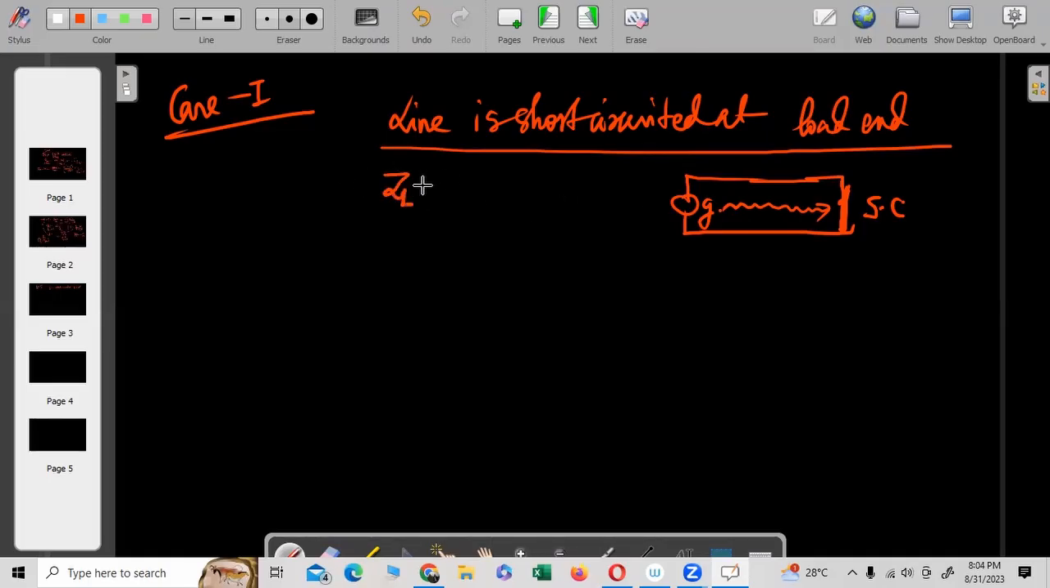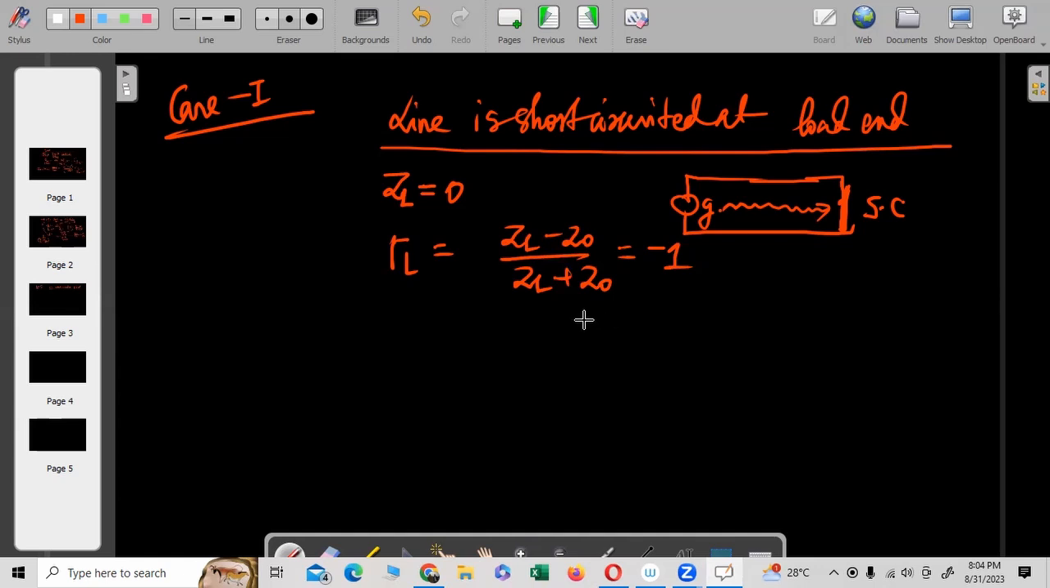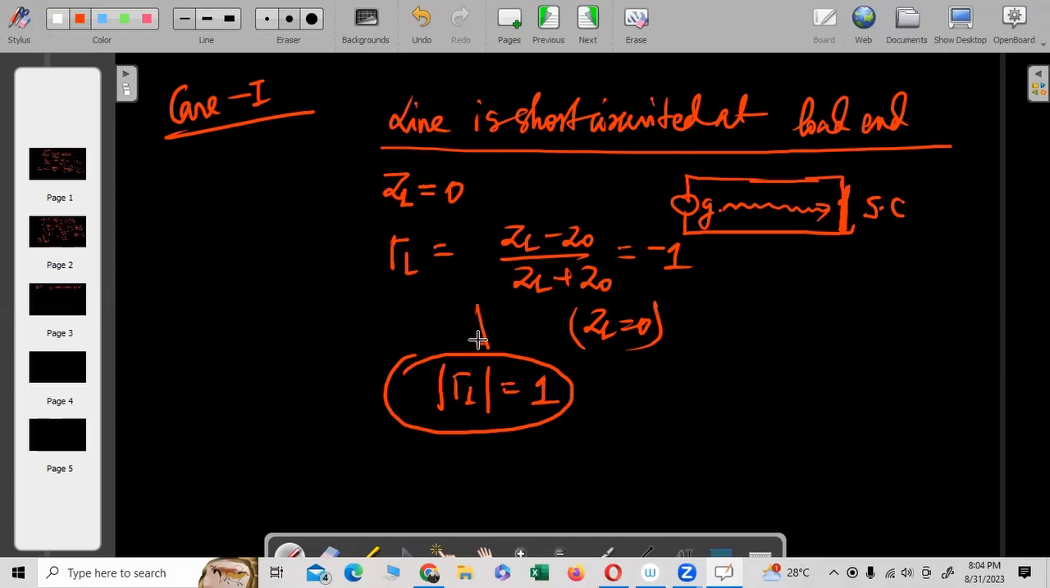Load short-circuited means ZL should be 0. What will be your gamma L? It will be (ZL minus Z0) divided by (ZL plus Z0). Very simple. It will be minus 1 because ZL equals 0. Now the mod of gamma L is coming 1. Please remember this: the modulus is 1, but the reflection coefficient is minus 1.